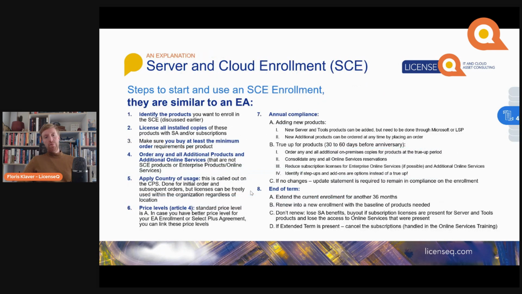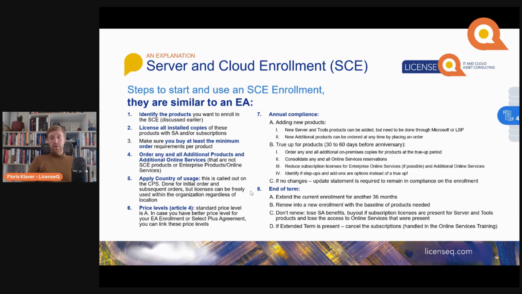Then for the server and cloud enrollment, similar to an EA or EAS, you identify the products that you want to standardize on. So if you have SQL, for instance, and you are willing and able to standardize on SQL licenses, the SCE will provide you a 5% programmatic discount on software assurance licenses, and a 15% discount on licenses and software assurance. So for instance, true-up licenses or newly brought in licenses.